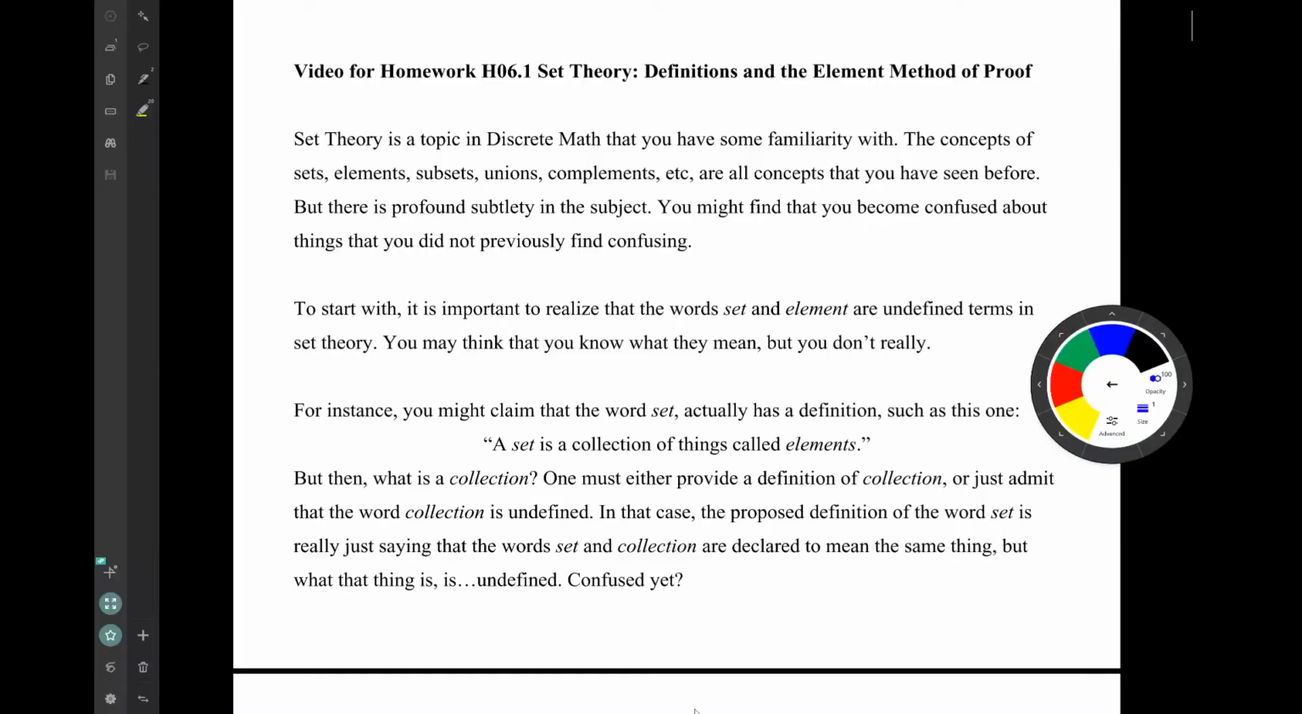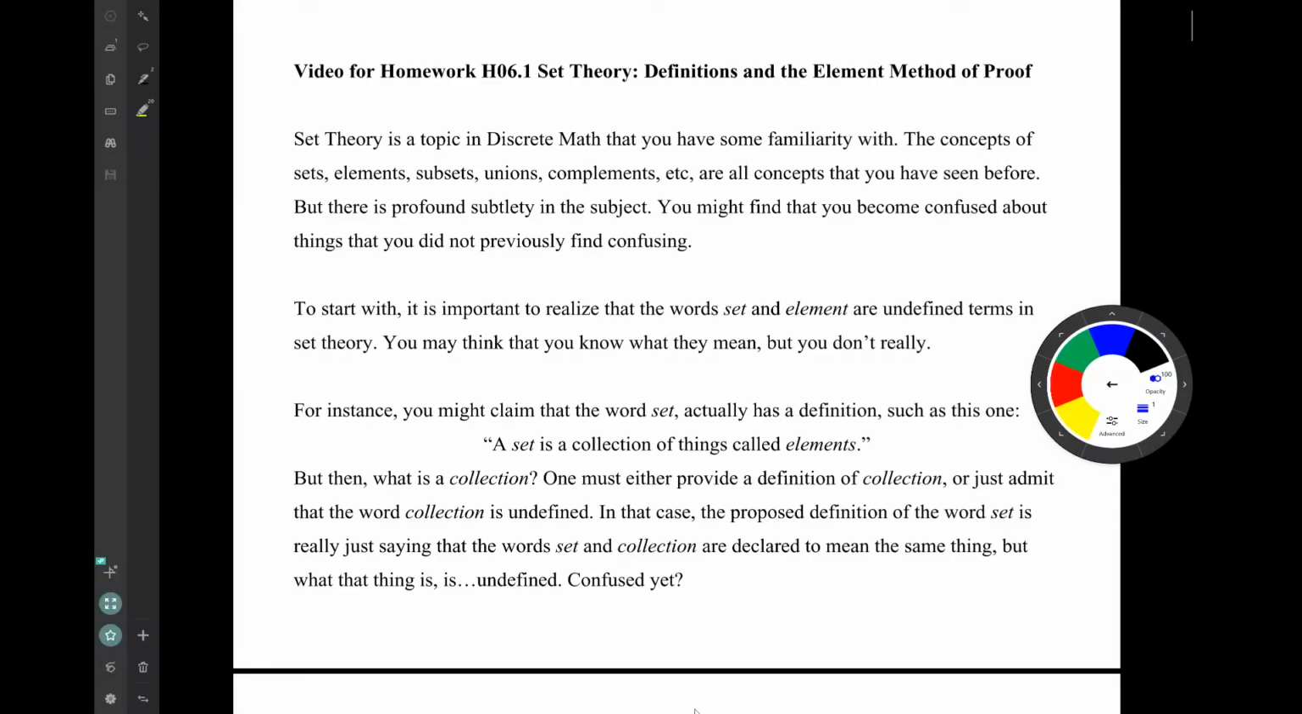Hi, I'm Mark Bryssamian. In this video, we'll start an introduction to set theory with some basic definitions and some examples involving simple sets and then a kind of proof that's called the element method of proof.